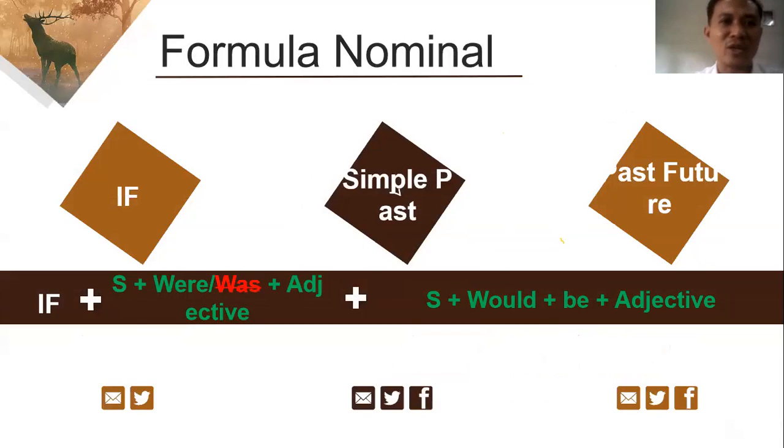This is the formula of a nominal sentence. For all subjects, we use were here. We do not use was. And it is followed by an adjective, not a noun. After the to be, here it's followed by an adjective. For example, if I were a bird, not if I was a bird. If I were a bird, I would fly around the world.